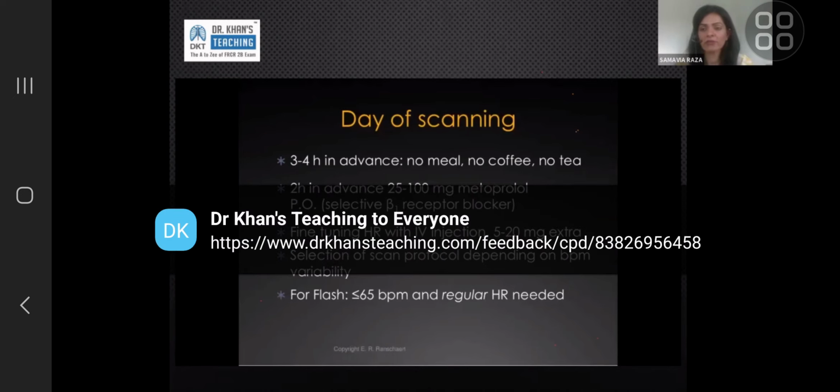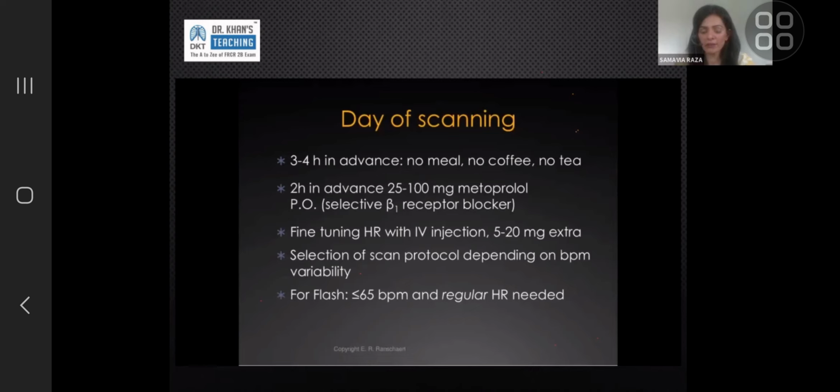So we give a stat dose. You don't have to go slow. You just whack it in. We can start with 5, 10, 20. Every center has a limit up to which they will go. We try to stay below 40. Above 40, I don't like going unless I have a cardiologist next to me to handle it.